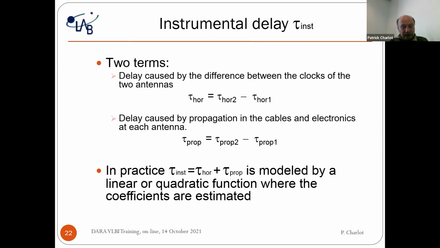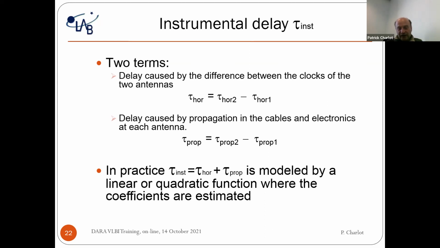So this means that there will be a differential effect due to these time delays in the cables. So in practice, it's difficult to separate these two effects because they mix, they have the same signature. It's like a difference in time. And so in practice, you don't try to model this, but you just estimate an overall instrumental effect, which is actually the sum of the two effects, the clock difference and the difference in the propagation in the cable and electronics.